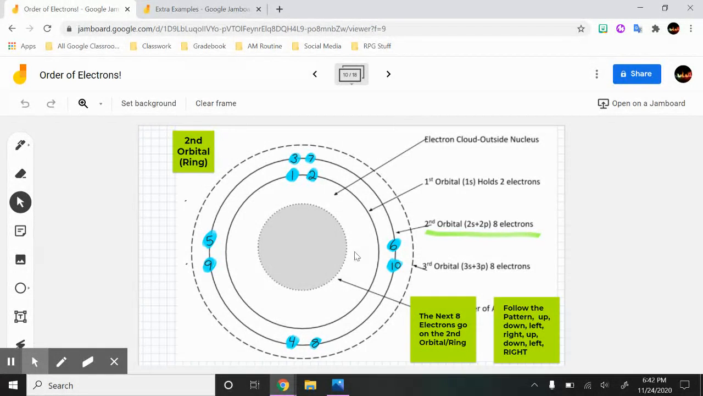So now I have 10 electrons, and I'm going to add some more. I can put up to 8 on the third ring, and it follows that same pattern: up, down, left, right, up, down, left, right. Use this order of the electrons document to help you out. Flip through it, and it's going to help you get used to the order you need to put them in.